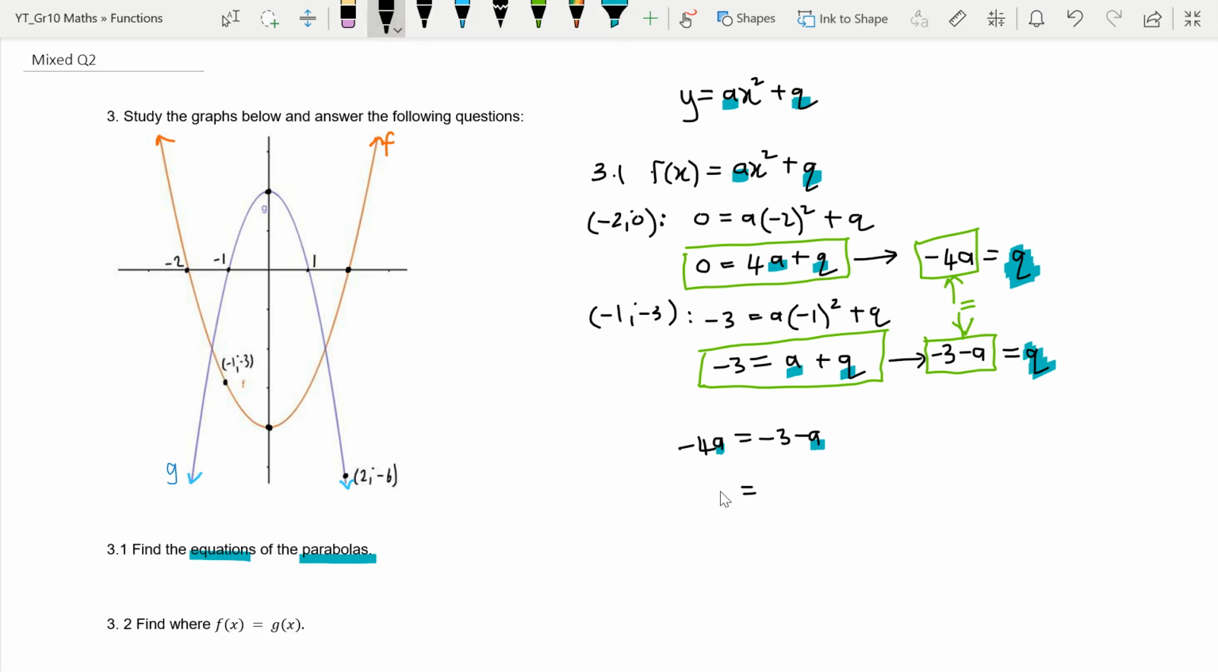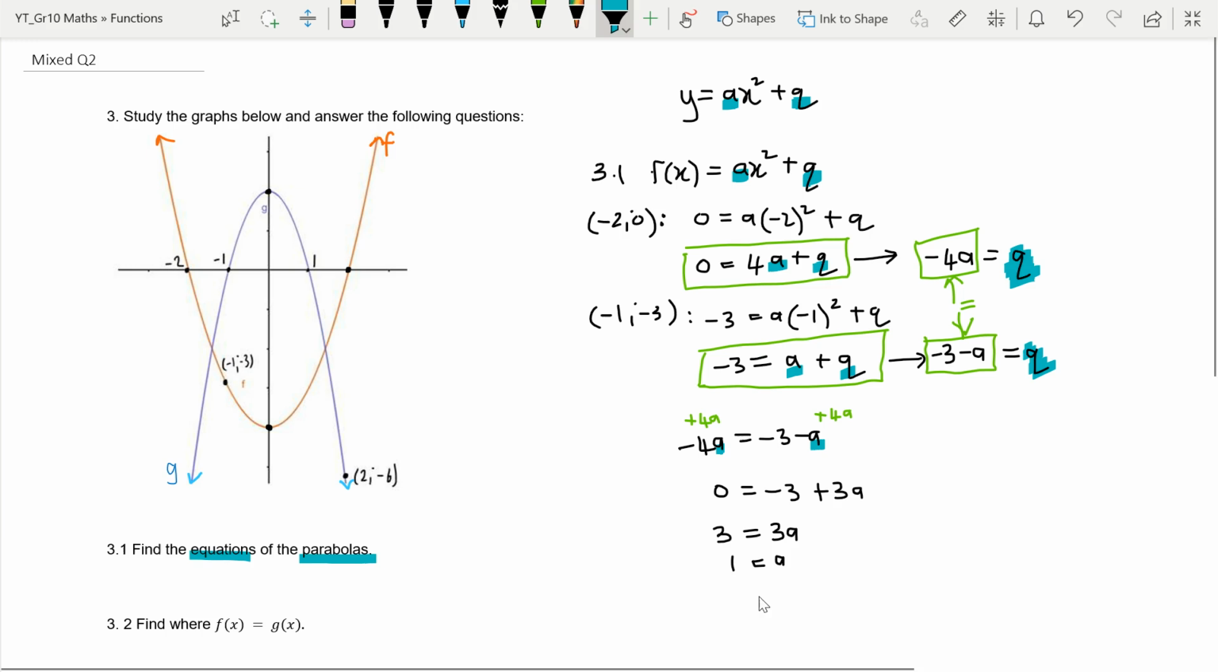I am going to plus 4a on this side, but then I also just have to plus 4a on that side. Then I'll be left with 0 is equal to negative 3, and that would be plus 3a. Also, how you decide to solve this equation is completely up to you. There's not just one way of doing it. I divide both sides by 3. Doing functions relies heavily on equation knowledge. So I found my a to be 1.